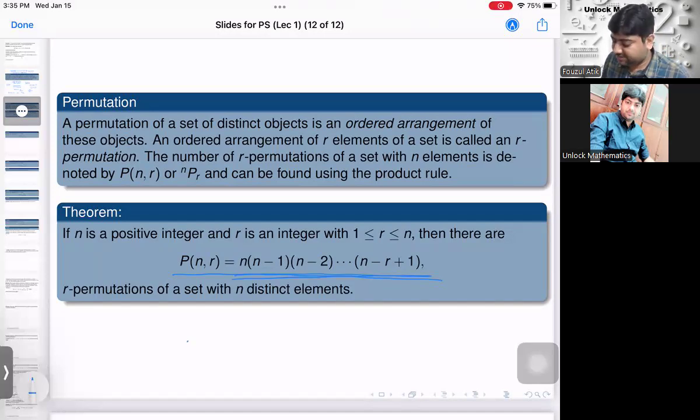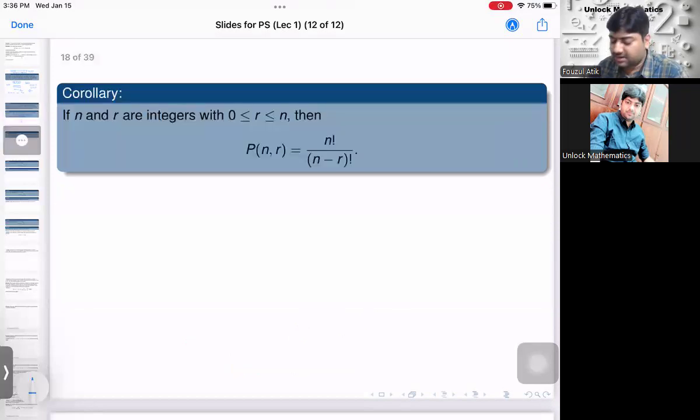We can simplify this expression and we can have that n factorial divided by n minus r factorial. If I simplify this, this is the same as this experiment. This is the same as this experiment. Correct? So n factorial divided by n minus r factorial is that. Therefore, we can write that if n and r are integers with 0 less than or equal to r less than or equal to n, then P(n, r) is equal to n factorial divided by n minus r factorial. I hope it is clear.